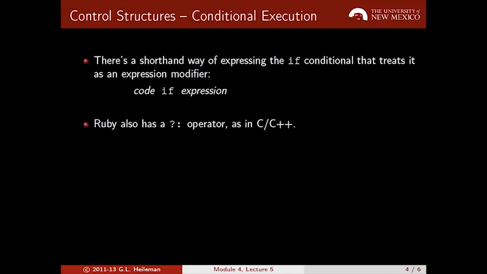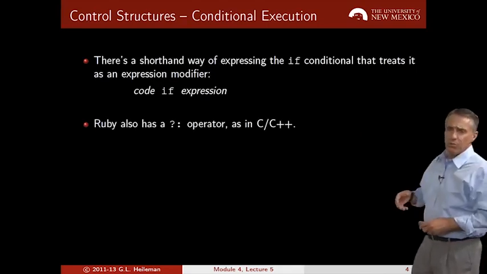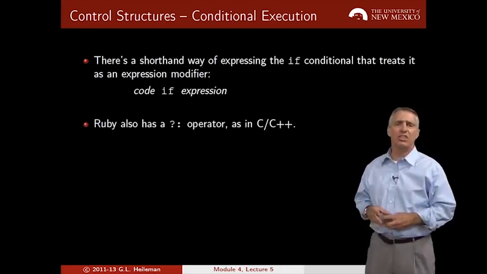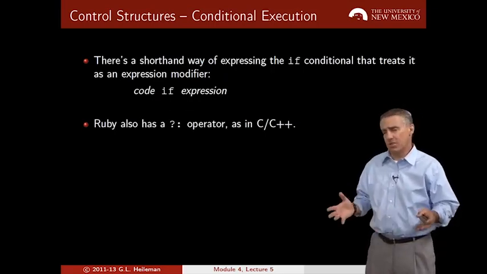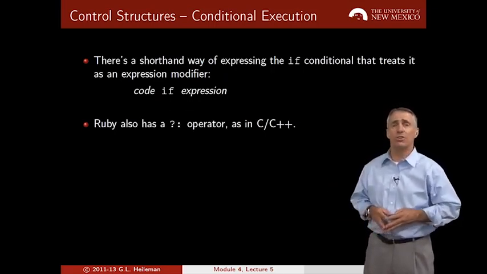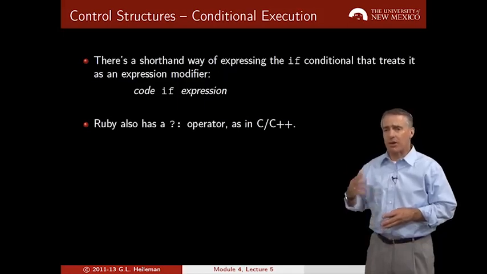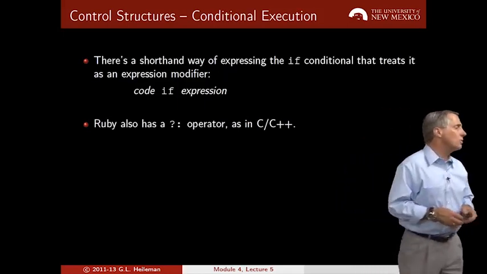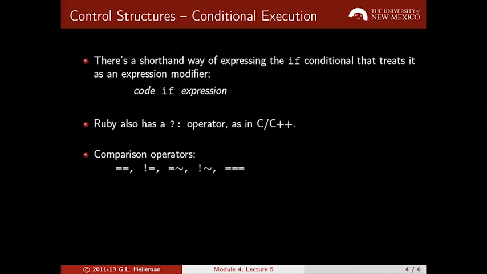Now, Ruby also has this question mark colon operator that exists in C and C++. It's not used that often. It's there. If you're used to it in C and C++, you can use it. But it's probably a better idea to use the code that I show above. It's a little bit more readable.